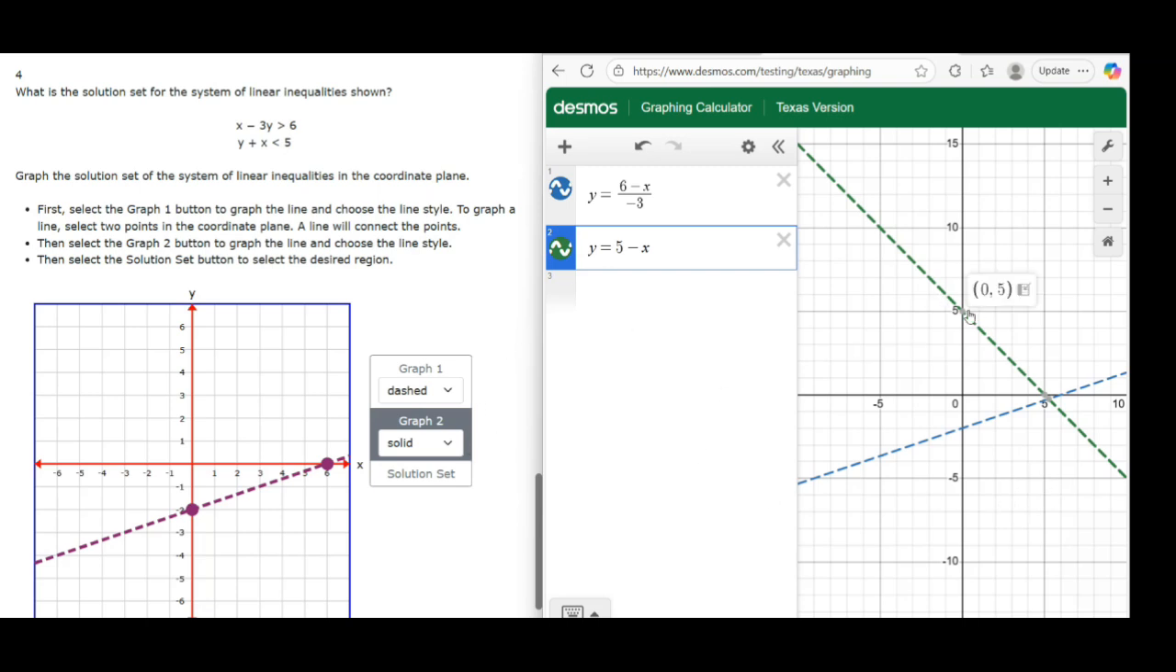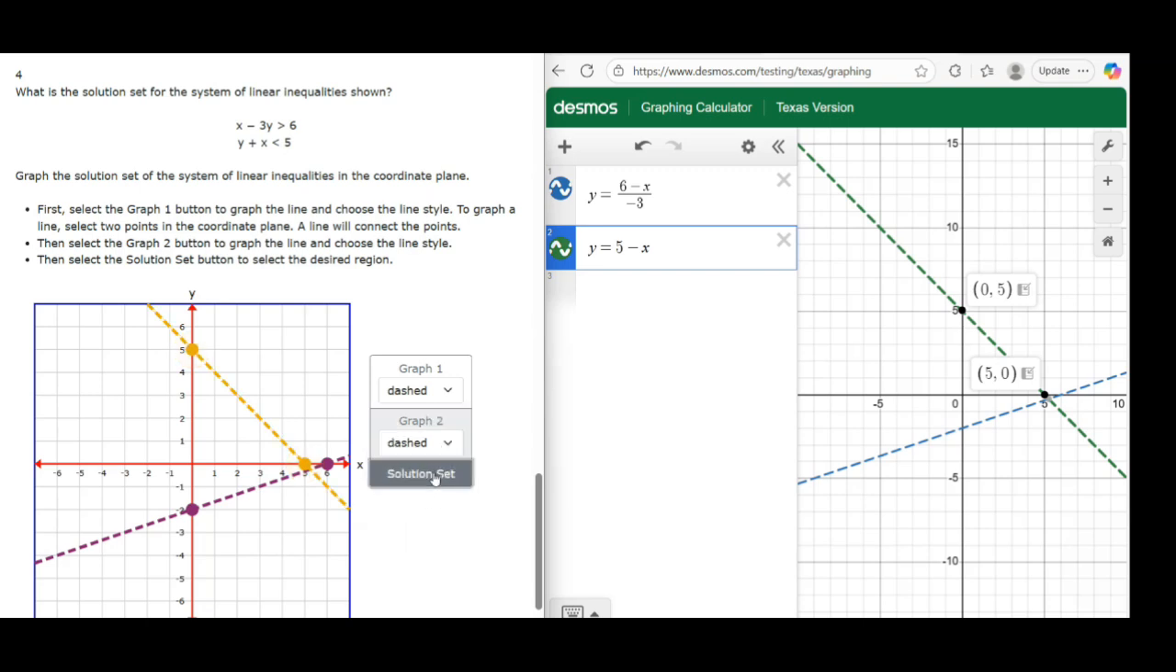So I need 2 good points. Let's see if these will both work. That's not what I wanted. There it is. Alright, so that's at 5, 0. 0 right there. And at 0, 5. Go and we said it's dashed, and our shaded area is in the bottom portion.